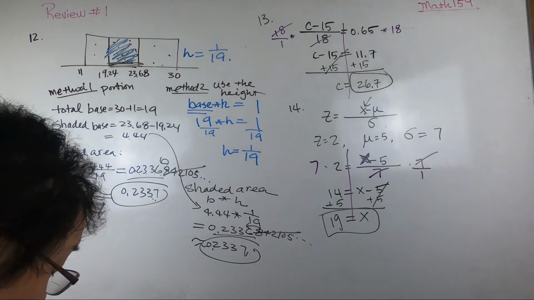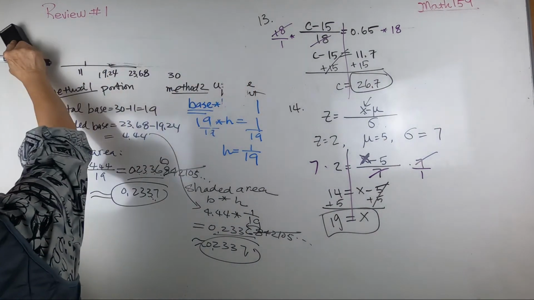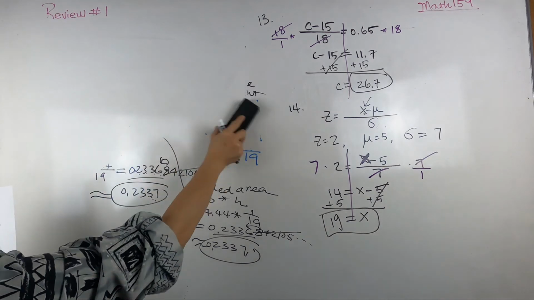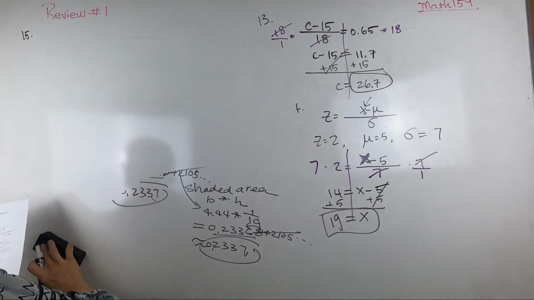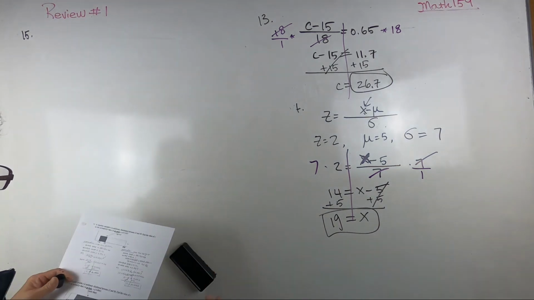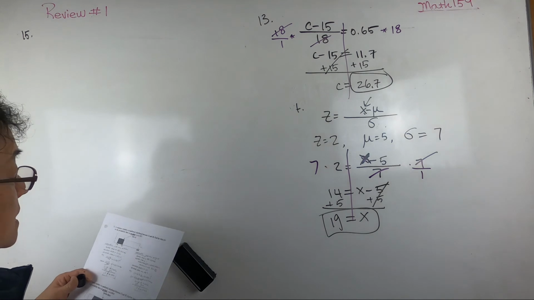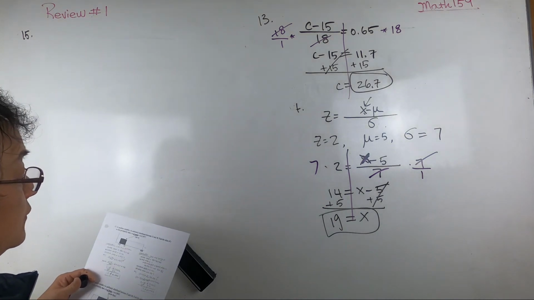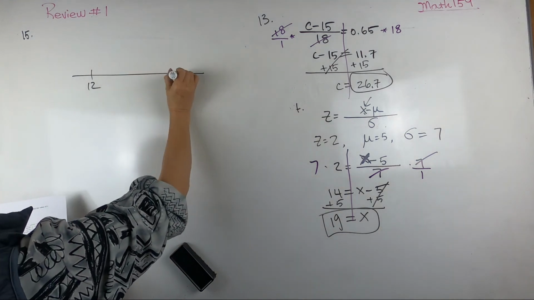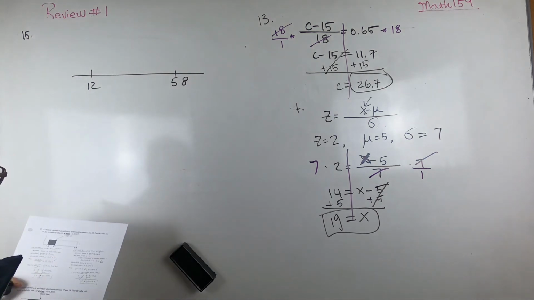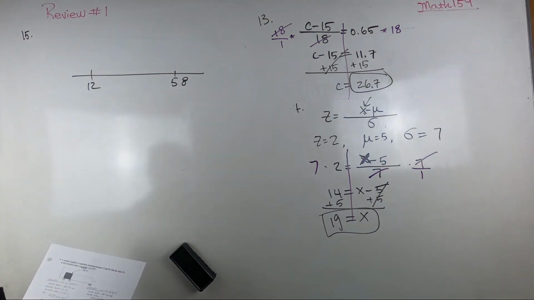All right. Let's look at the next one on your page 5. Number 15. It says a random variable x is uniformly distributed between 12 and 58. Then find the c value. Find the value of c, so the probability that x is at the most c is 0.1957.